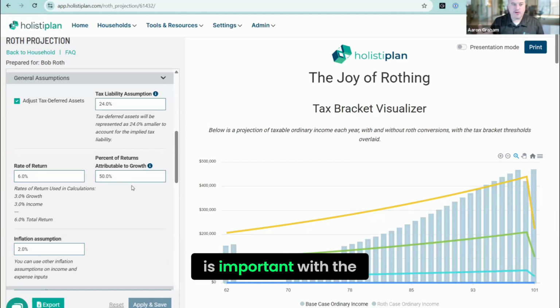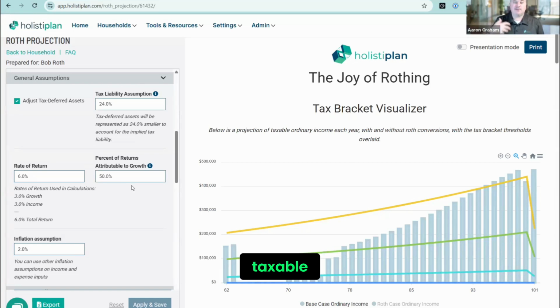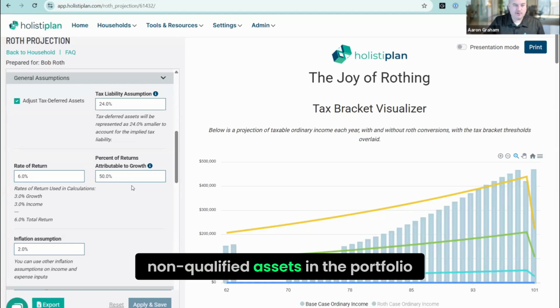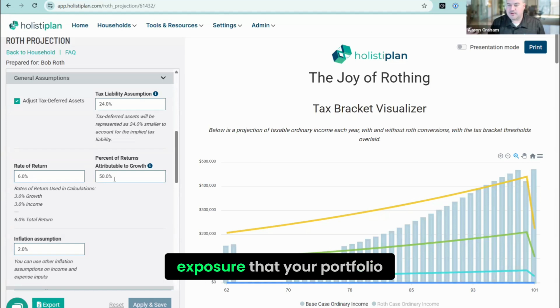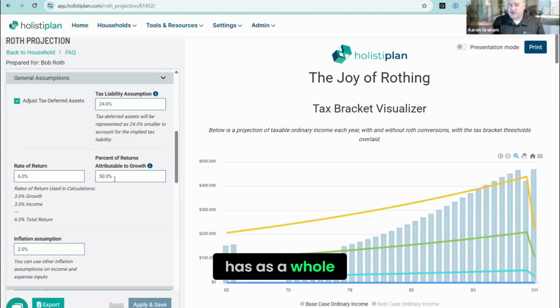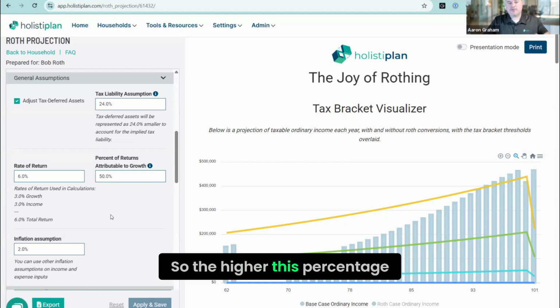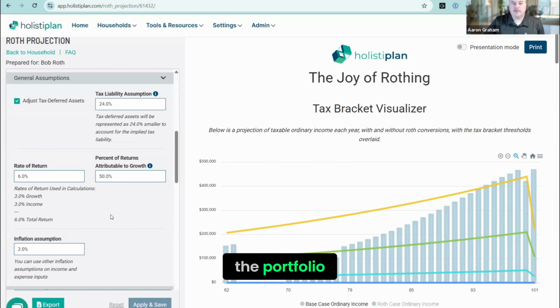So we're talking about the percent of returns attributable to growth. That particularly is important with the taxable, non-qualified assets in the portfolio. The best proxy we've seen advisors use for this, think of this as the percentage of equity exposure that your portfolio has as a whole. If your client's in an 80-20 portfolio, meaning 80% equity, 20% fixed income, you would put in 80 here. So the higher this percentage, the more tax efficient the portfolio.